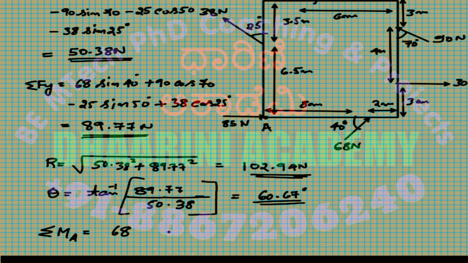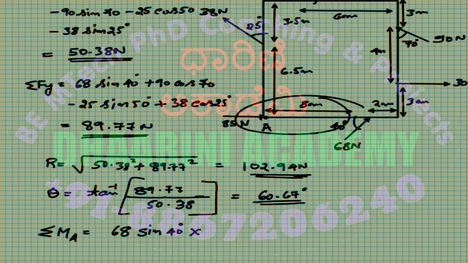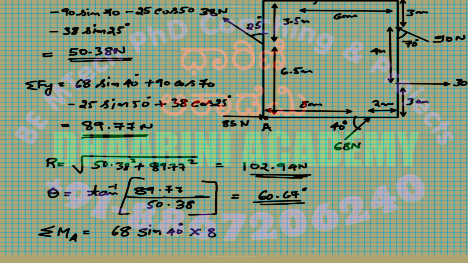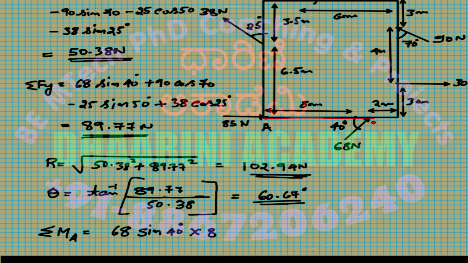So 68 sine 40 degrees, into the distance from point A, which is given there as 8 meters. So I'll write that as into 8. I just have to consider whether it is positive or negative. If I consider the shortest distance like this and apply a force like this, the vertical component is going to turn this, fixing this point at A. Let us assume A is fixed.